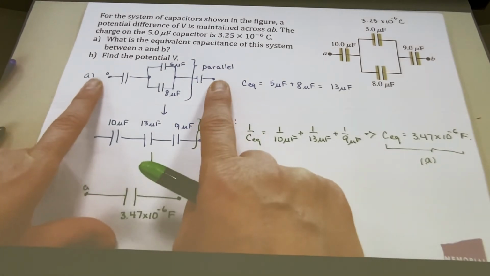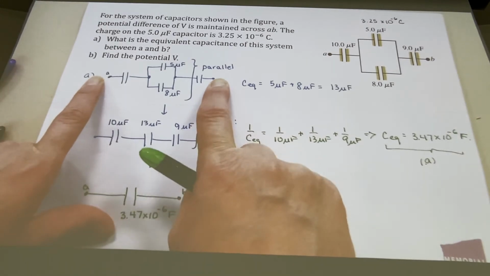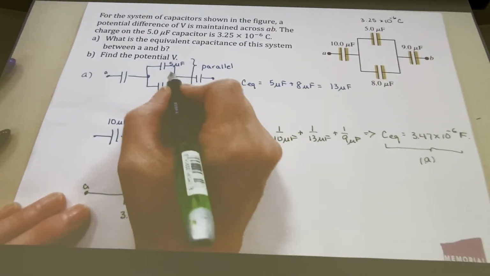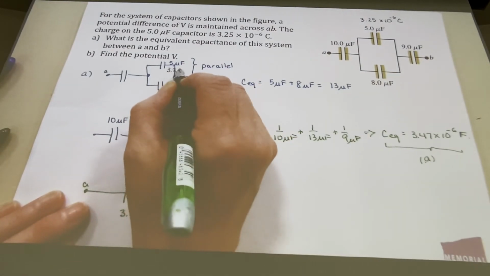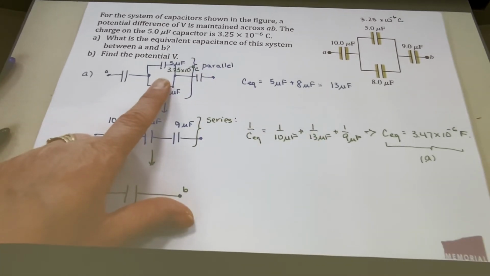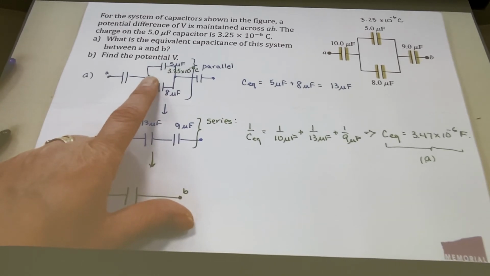So now I'm going to come all the way back up to this one and ask, what do I know right here? This one I know a little bit more. This 5 microfarad capacitor carries a charge of 3.25 times 10 to the minus 6 coulombs. So this capacitor right here, I know the capacitance and the charge. I can find the potential across this one.